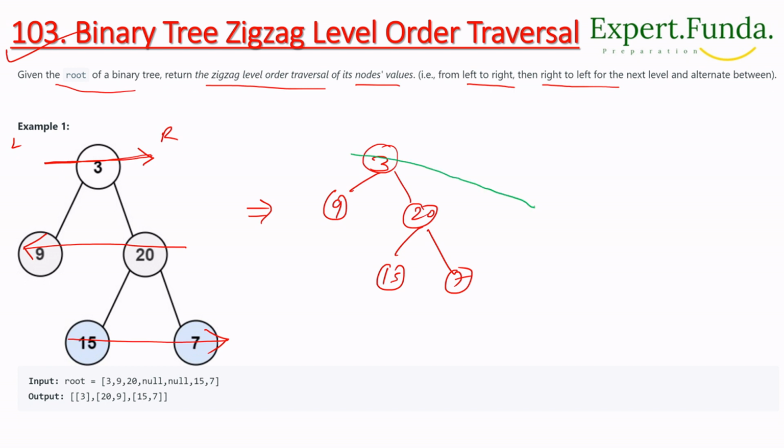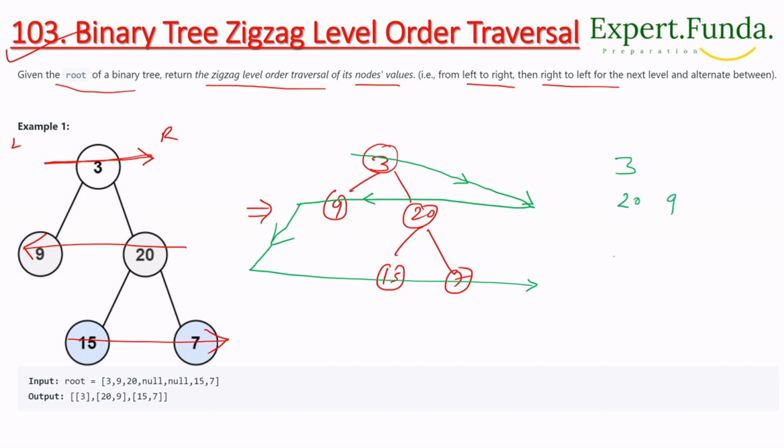What we have to do, we can go from this one like this, because we have come like this. Now we will go like this. Once we reach here, we can come and go like this. This is the way you can implement it. So this path is called zigzag order. First we have visited 3, then we have visited 20 and 9.